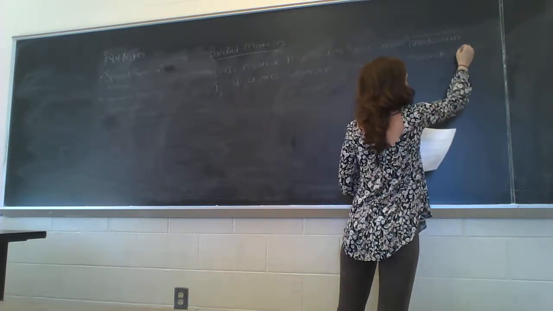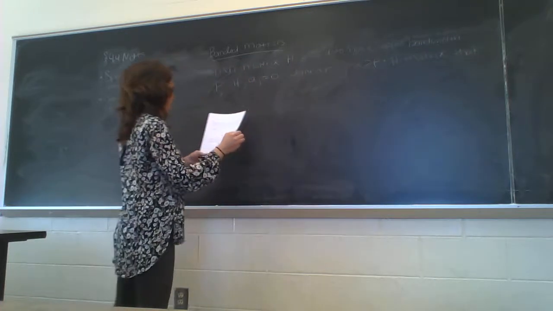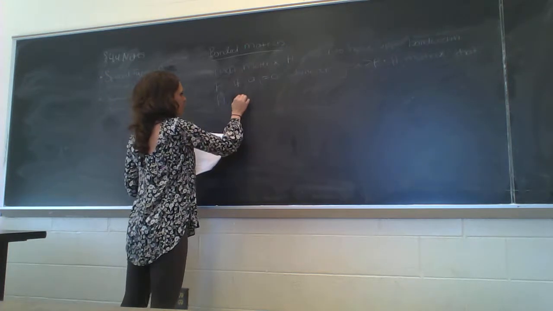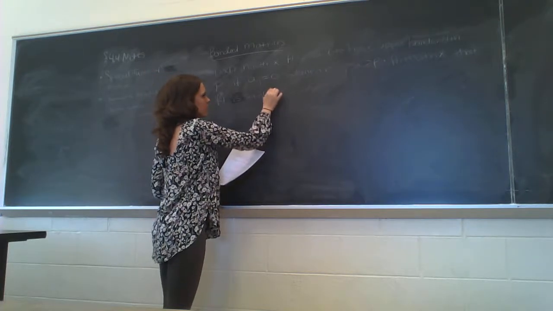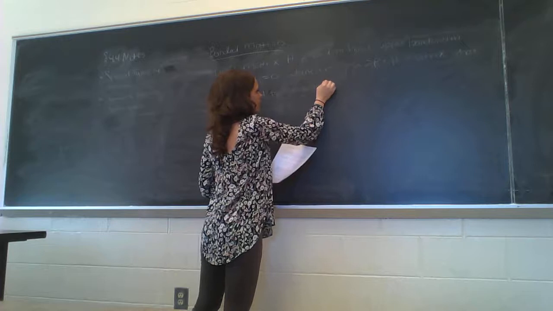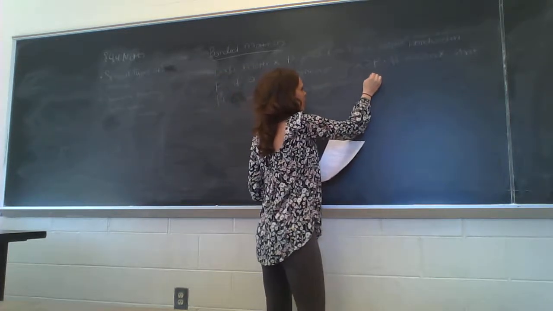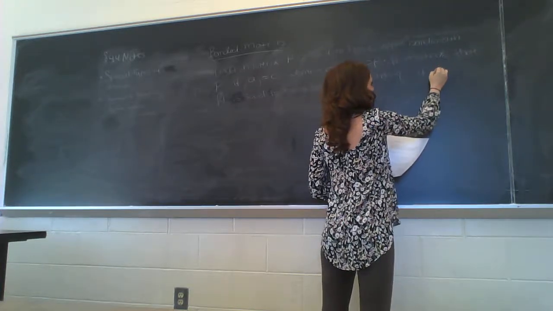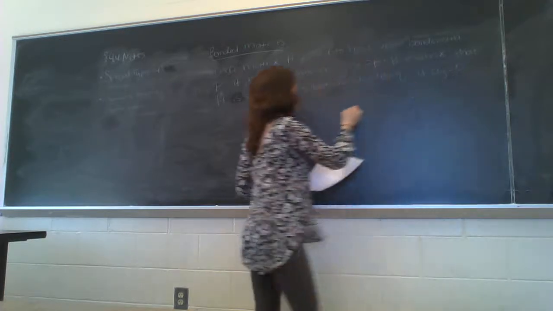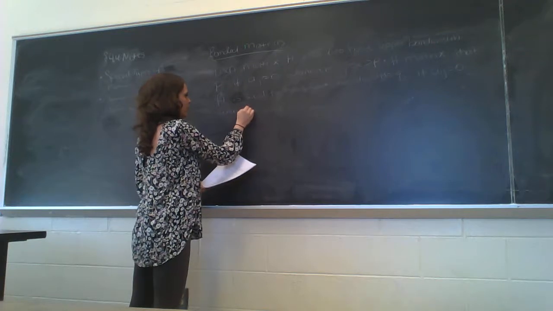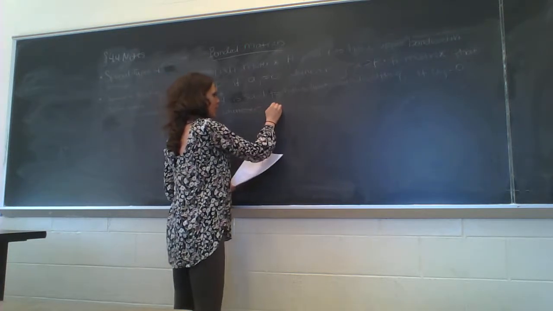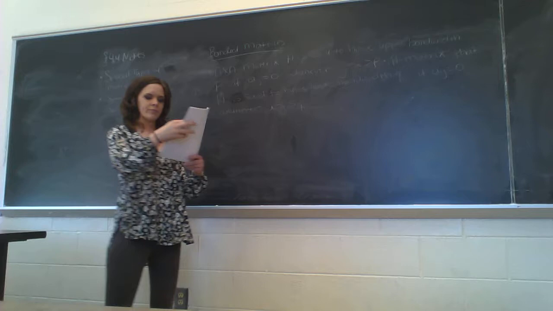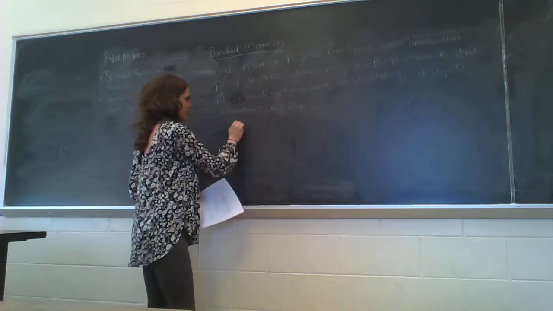So a matrix A is said to have a lower bandwidth, which we call Q, if Aij equals 0 whenever I minus J is greater than Q. So if we look at maybe a 4 by 4 matrix.